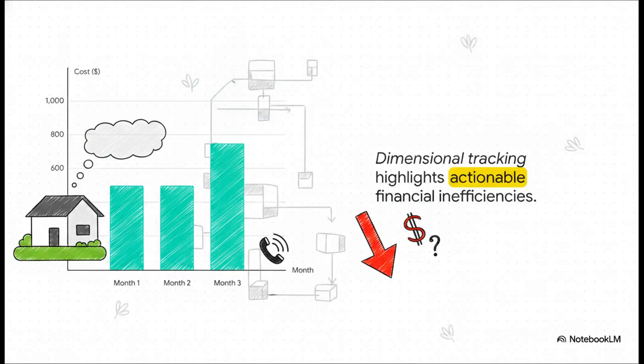To see why this is so insanely powerful, let's look at a specific example. Imagine you pull a report using dimensional tags and you notice your landscaping costs at one specific property jump from $500 in months 1 and 2 up to $750 in month 3. Property-level dimensional tracking immediately highlights that actionable financial inefficiency. Instead of just seeing a vague, generic bump in your overall portfolio expenses, you know exactly which property has a variance. You can literally pick up the phone, call that specific vendor, and find out exactly what happened.